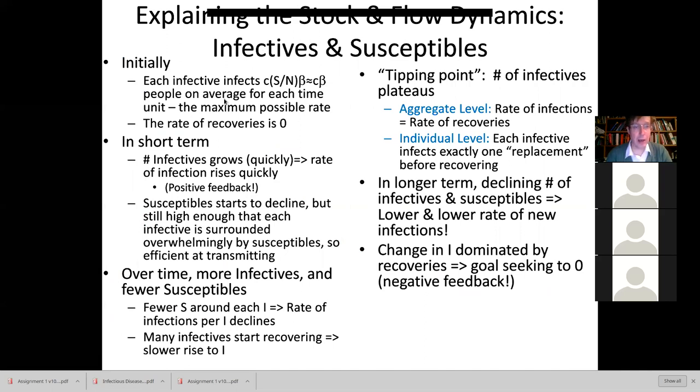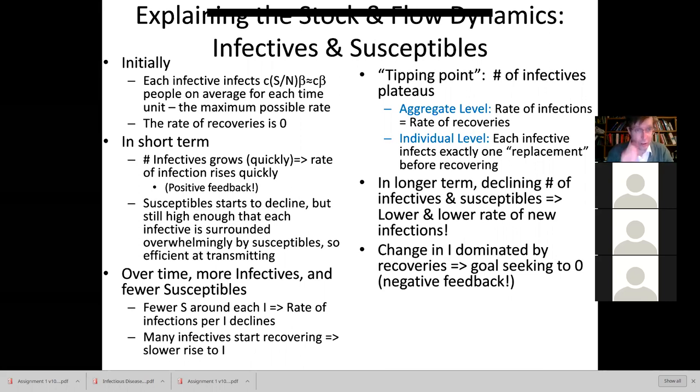So initially, look, each infective is gonna be extremely efficient. They're gonna infect basically everyone around them, because S over N is essentially one, S is essentially N. Everyone is susceptible essentially. And so they're gonna infect C times beta people on average, each infective, for each time unit. This is like the maximum possible rate.